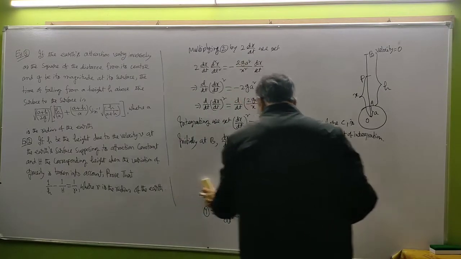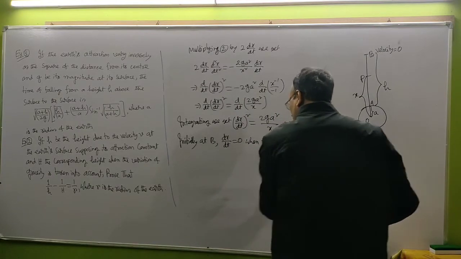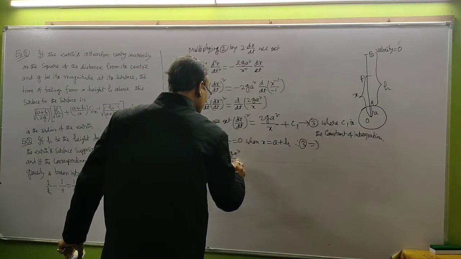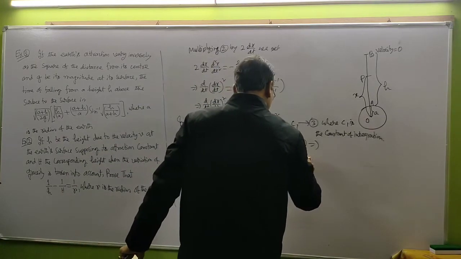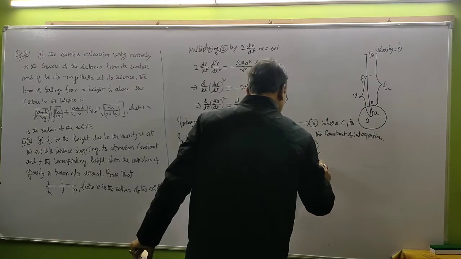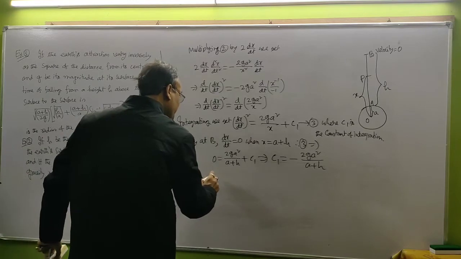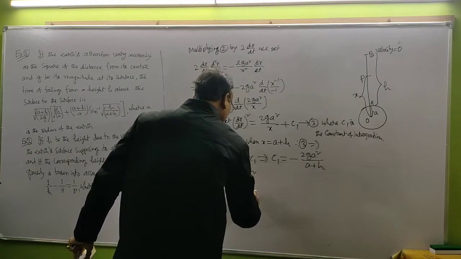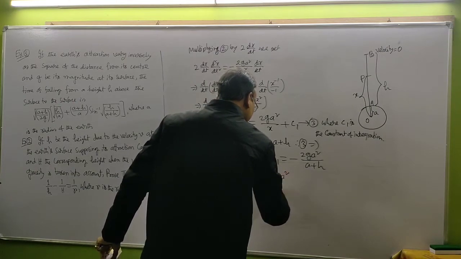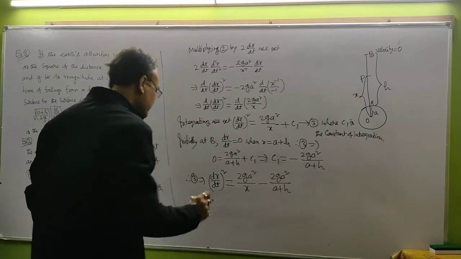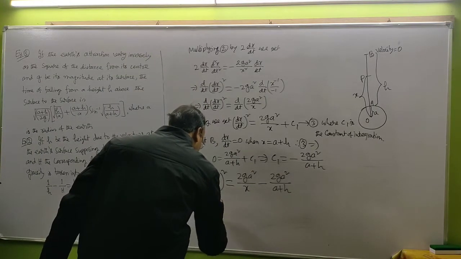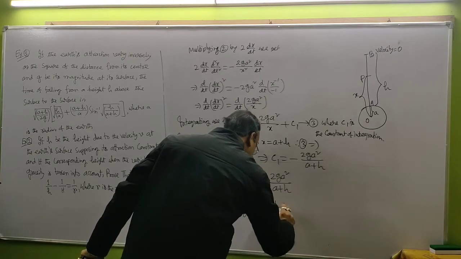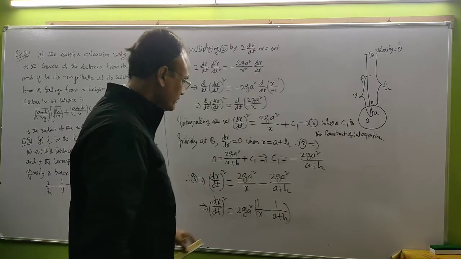Therefore, from 3 you will get 0 equal to twice g square divided by A plus H. This means C1 equals minus twice g square divided by A plus H. Therefore, from 3, dx by dt whole square equal to twice g square divided by x minus twice g square divided by A plus H. This means dx by dt whole square equal to twice g square times 1 by x minus 1 by A plus H. Clear?